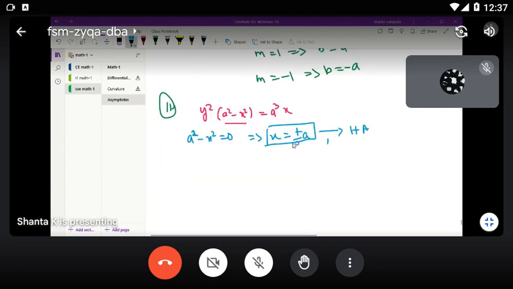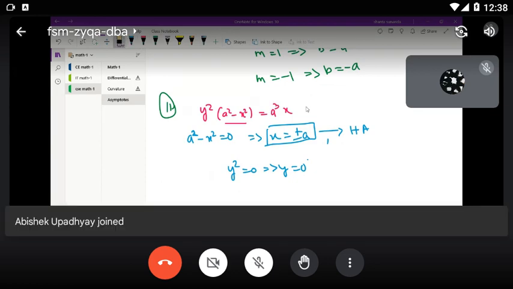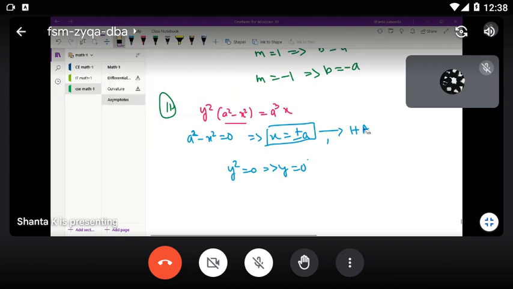The asymptotes we are getting are 2, and for x square, the coefficient will be y square, so y square equals 0, so y equals 0. Sorry, that will be vertical. This is the vertical asymptote and this is the horizontal asymptote.